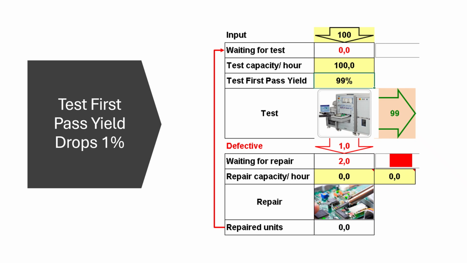The immediate result is that the output of this loop drops to 99, it has become the bottleneck of the value stream. Since we are not repairing the faulty units, they are accumulating in front of the repair station.